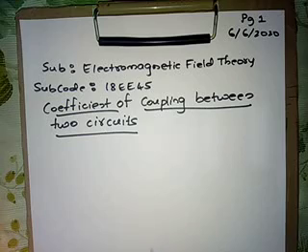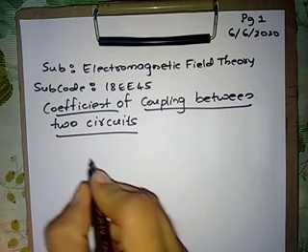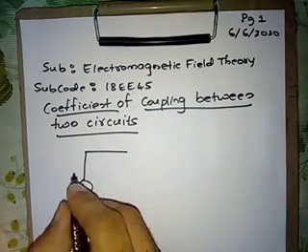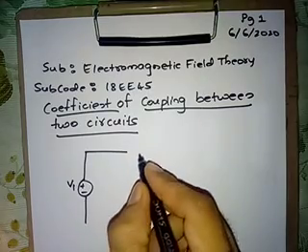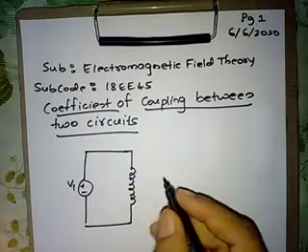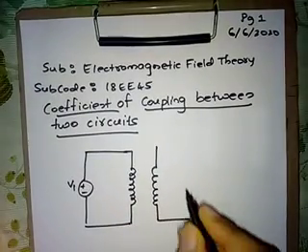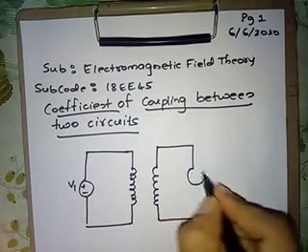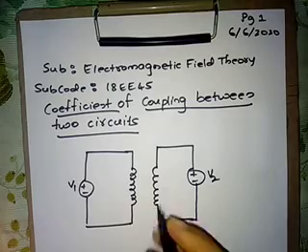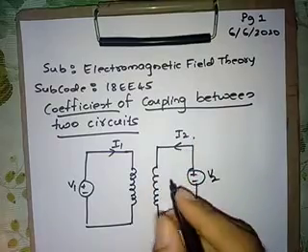Yesterday we had considered the circuit where we have one source, that is V1, then there is a coil here. Then there is one more neighboring coil which is connected to the source V2. Current is I1 in the first circuit, I2 in the second circuit.